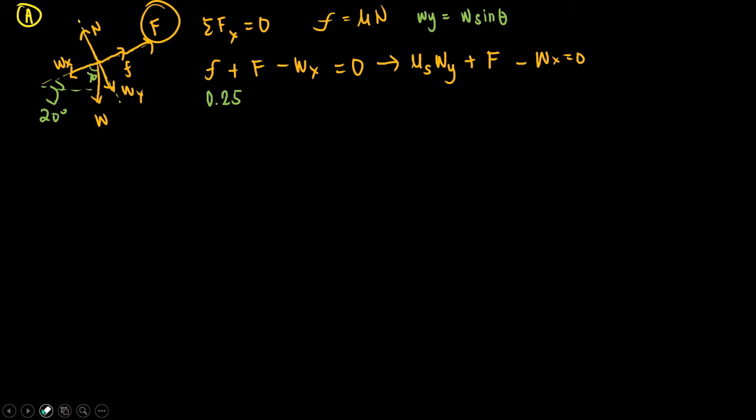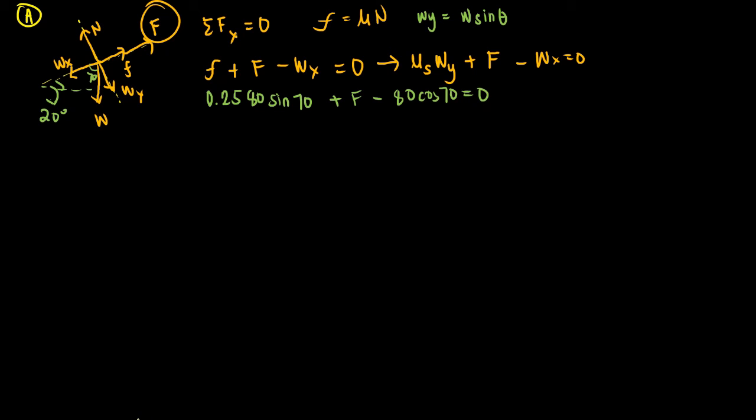So for this part, that is plus F. So Wy would be 80 sin 70 plus F minus the WX, which is 80 cosine 70, equals 0.